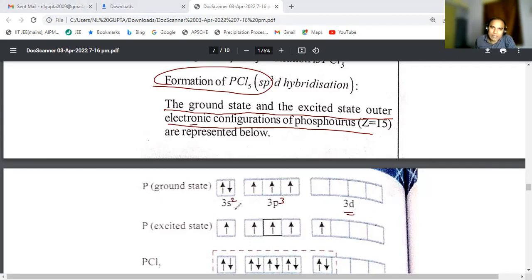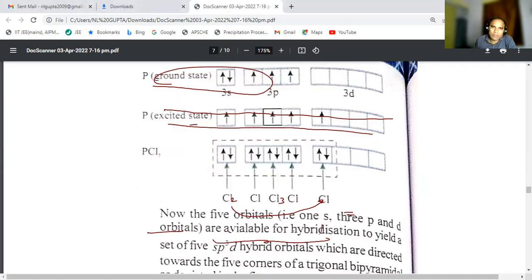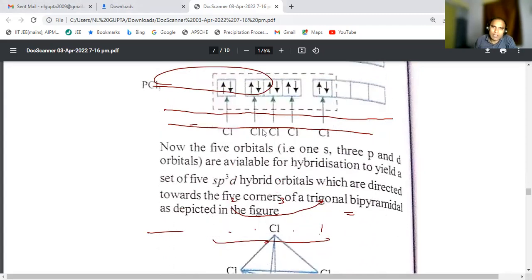But in the excited state, one electron has transferred here. So the total number of unpaired electrons becomes 5: 1, 2, 3, 4, 5. These 5 electrons undergo hybridization. At the end, you can see the 5 Cl atoms are going to join here.